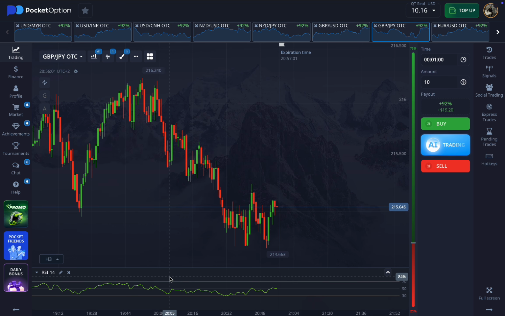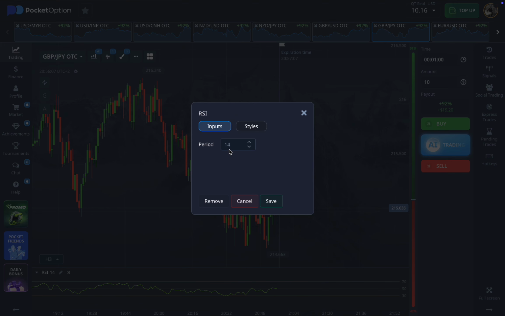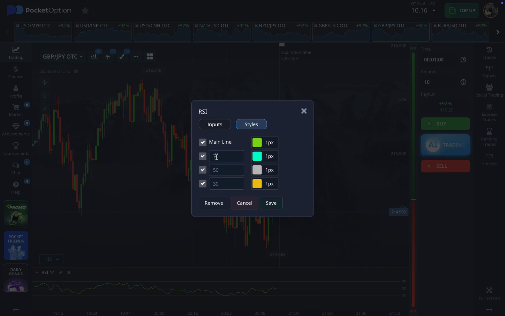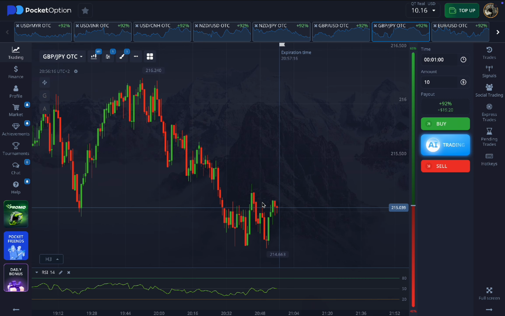We need to configure it. Let me show you now how to set up the RSI indicator. First click on the pencil icon, then click right here, and over here instead of 70 set it to 80 in this field, and instead of 30 set it to 20. Now click the save button and let's see what we have here.